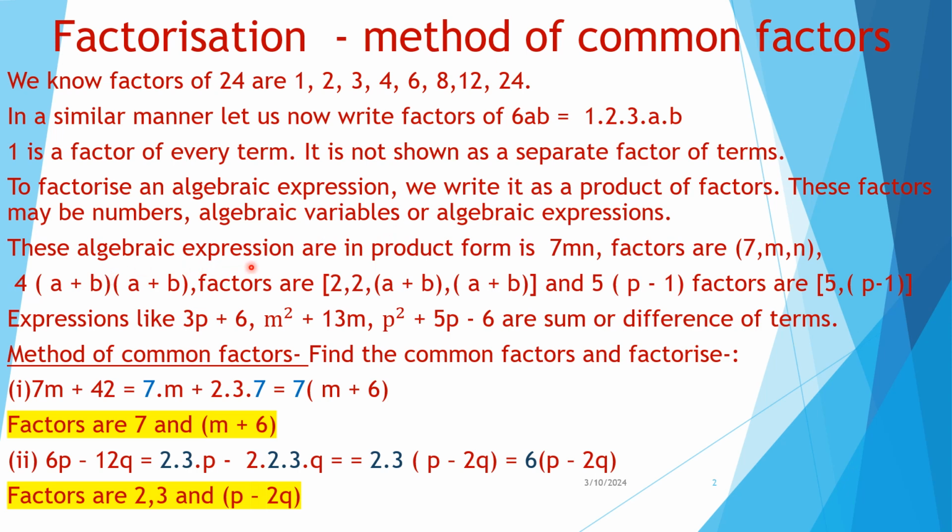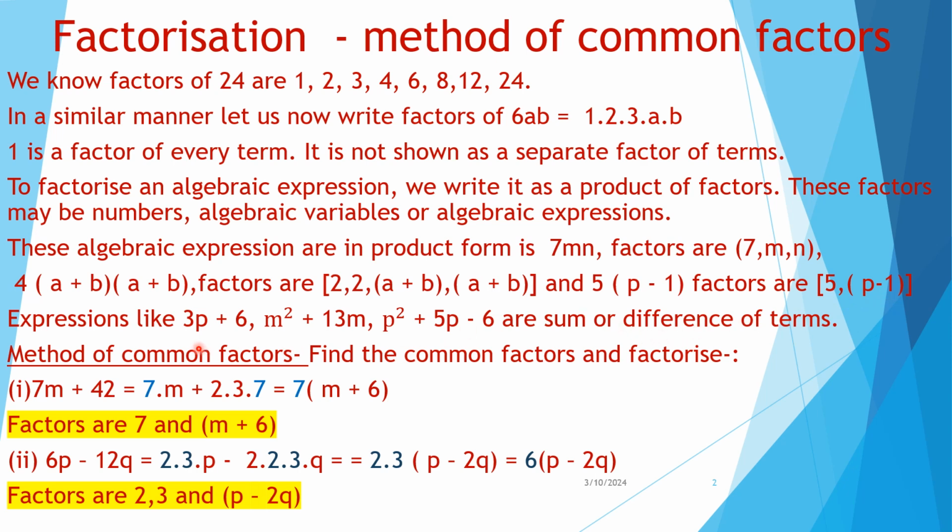These algebraic expressions are in product form, 7mn. So factors are 7, m and n. 4 into a plus b into a plus b. Again, factors are 2, 2, a plus b and a plus b. And 5p minus 1, factors are 5 and p minus 1.